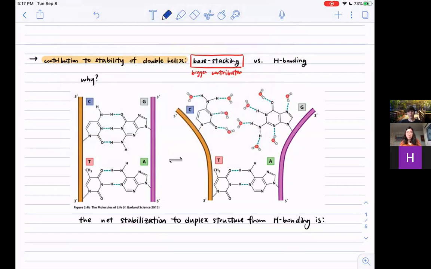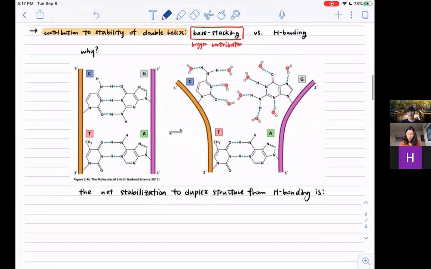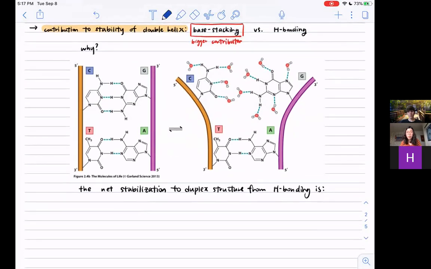So in thinking about the stabilization offered by hydrogen bonding between base pairs in a duplex, we need to think about the net stabilization to really get a sense of whether hydrogen bonding can drive duplex stability. So what does that mean? That means we need to compare the energy of hydrogen bonds in a duplex, like you can see here in the figure on the left, and the energy of hydrogen bonds in a single-stranded nucleic acid on the right.